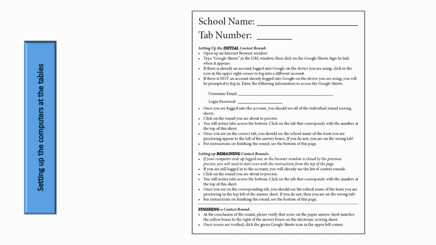So, first, you need to check to see if you are at the right table by looking at the sheet at the table shown at the right. Now, your host will have filled in the school name and tab number before the team that you are proctoring, and you will get your proctoring assignment in that coach proctor's meeting.